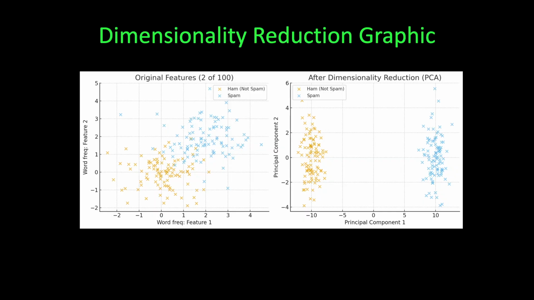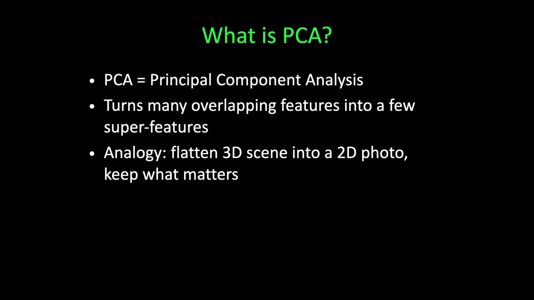Let's talk then about principal component analysis. PCA, principal component analysis, is something that, again, you have the 100 features in that email, and the idea with PCA is to compress those 100 features into super features that summarize the important patterns. The super features that we have are called principal components. That's why we call it principal component analysis. Each one is a combination of the original features. It's chosen so that it captures as much variation in the data as possible.